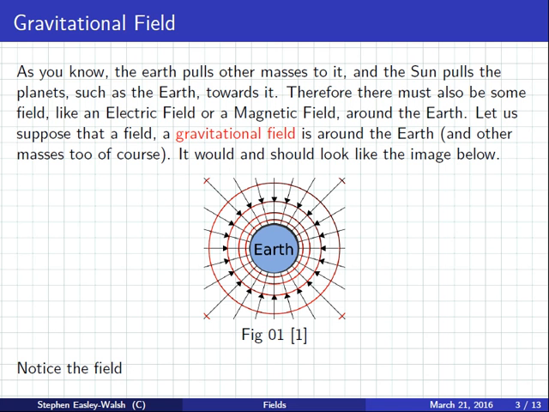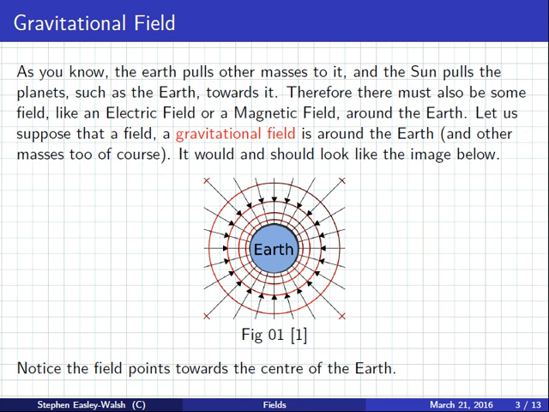Now, notice that the field points towards the centre of the Earth. And what you can't see in this picture, the field always points into the mass. Unlike a magnetic or electric field, you can't have it coming out, but it can only go in. In other words, for gravity, it can only pull, it can never push. This is a big difference for gravity compared to magnetic or electric fields.